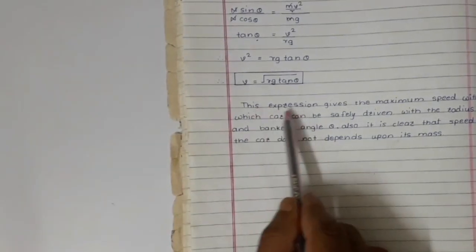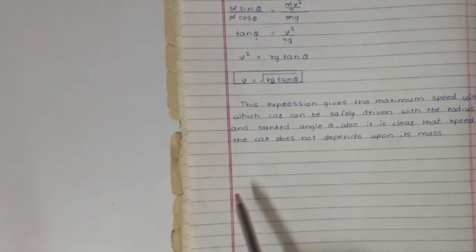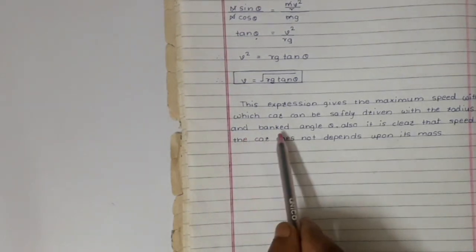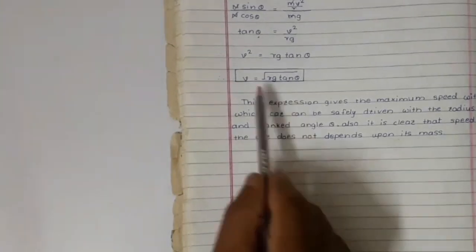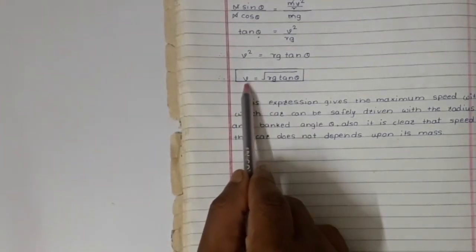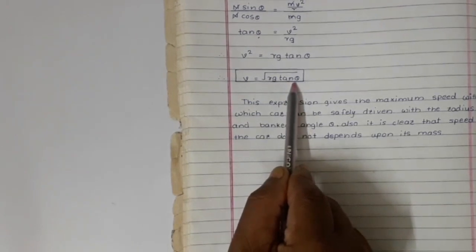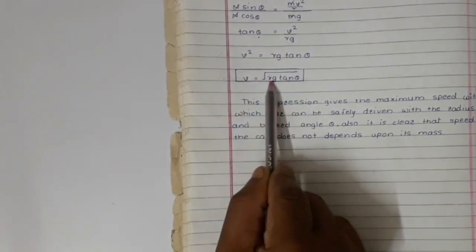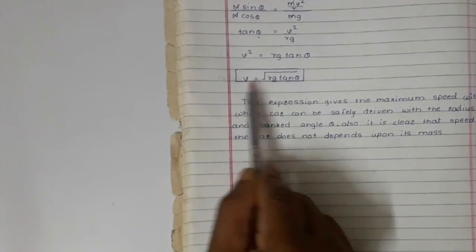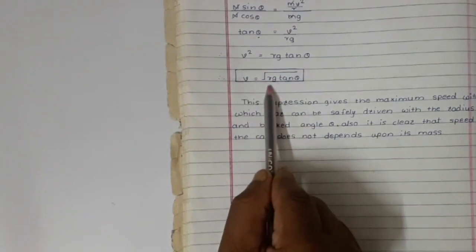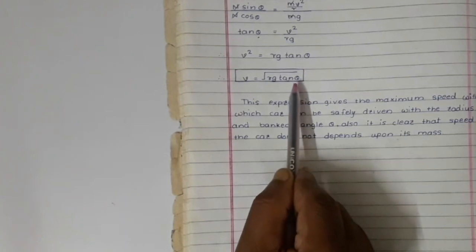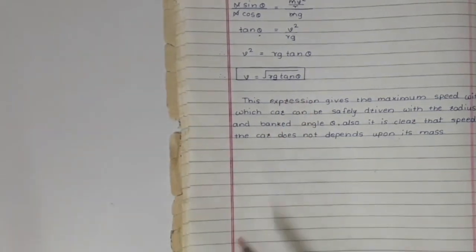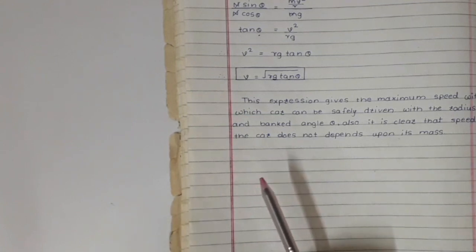And this is the expression for the maximum speed with which the car can be safely driven, with the radius r and the angle of banking theta. From this equation, it is also clear that the speed of the car does not depend upon its mass. It depends only upon the radius of the curved path and the angle of banking. This is the very simple derivation for the speed of the car which can be safely driven, neglecting the friction.